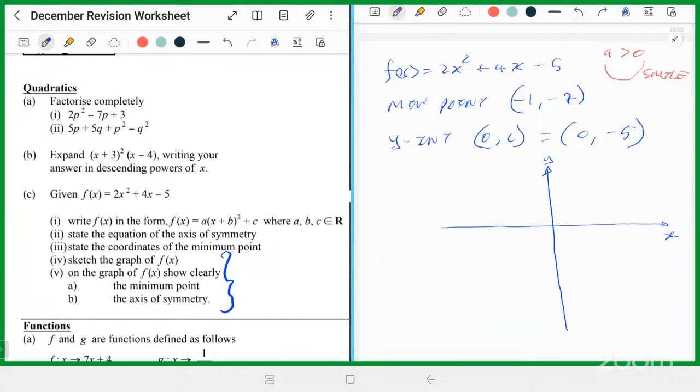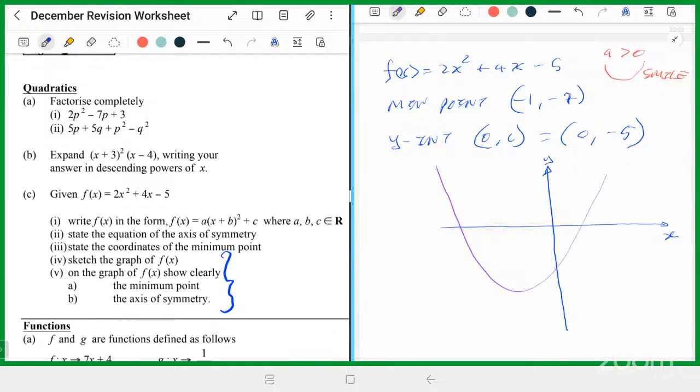So it must go like something like this. Not this. Not this. It has to cross somewhere down here and turn down here. So any sketch that does that is good enough. Like that. Alright.